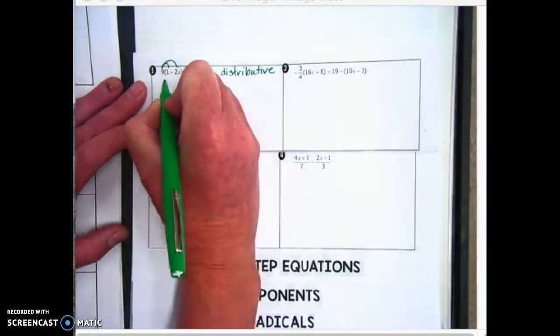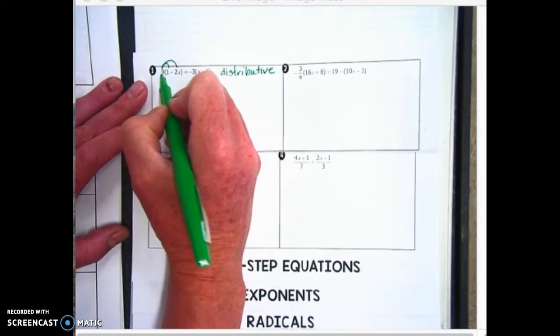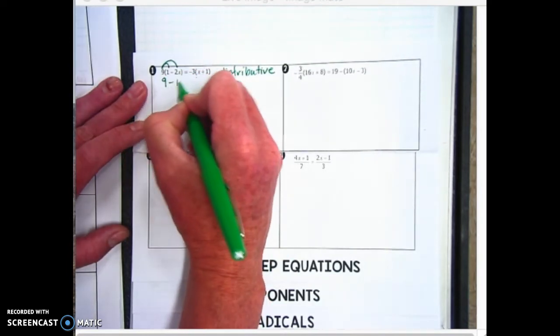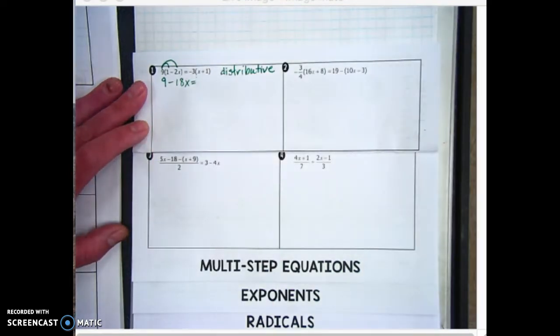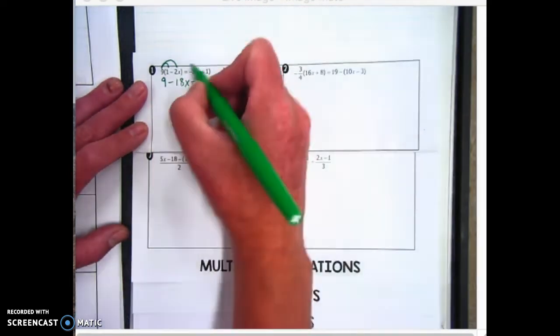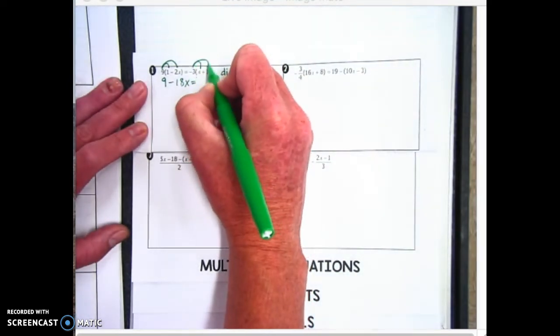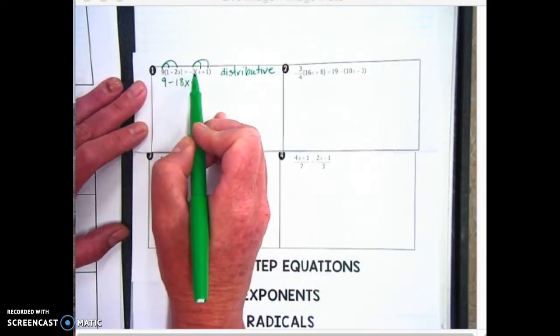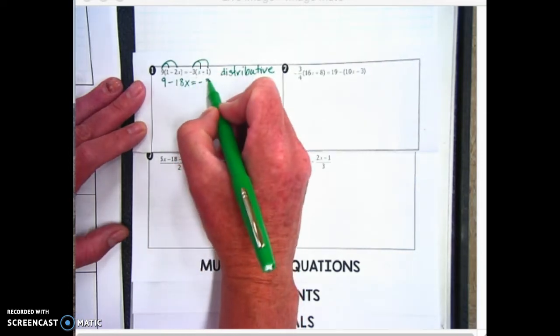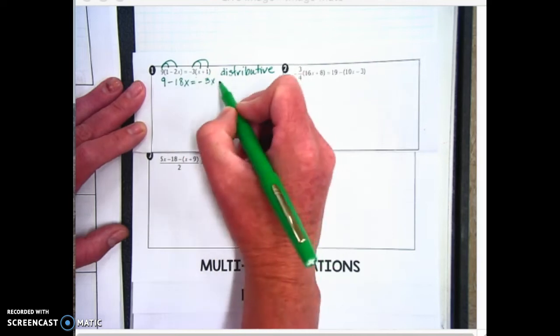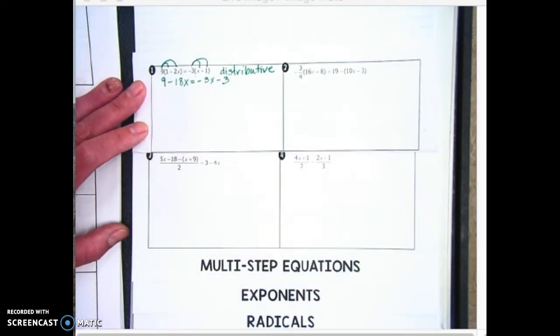So 9 times 1 is just 9. 9 times negative 2x is just negative 18x. So we've got the left side distributed out. Now let's distribute out the right side of the equal sign. We're going to do the same thing, but this time we have a negative coefficient. So we're going to multiply negative 3 times x, which gets us negative 3x, and negative 3 times 1, which is negative 3.